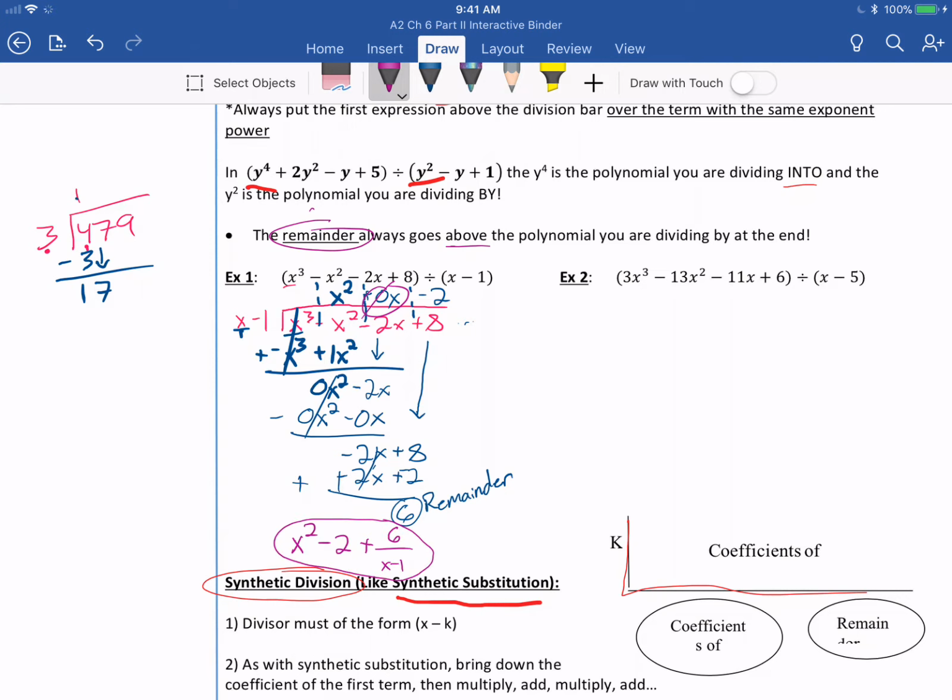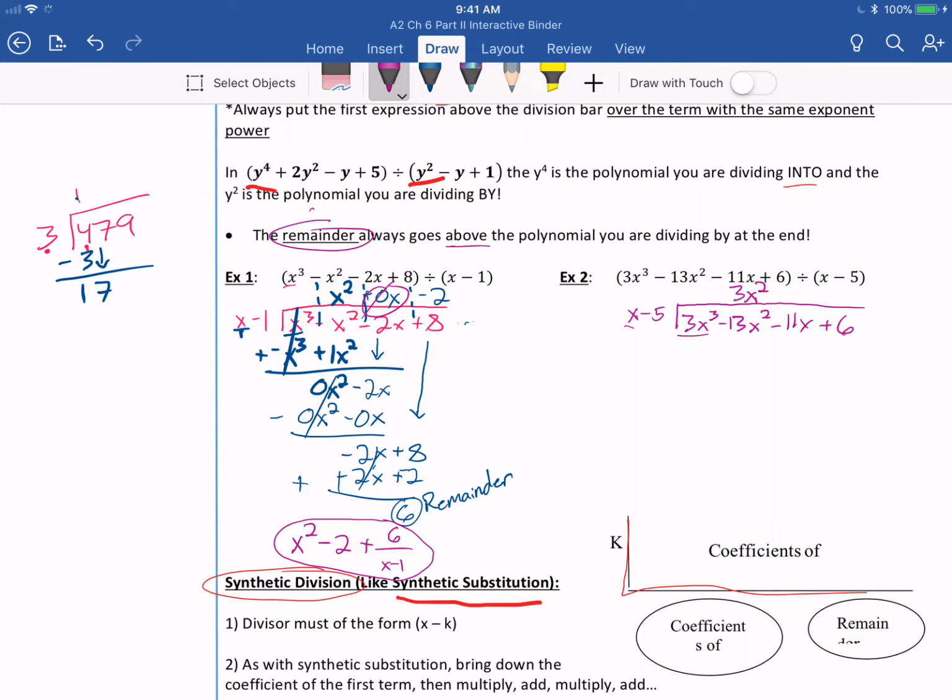All right, so that is what I end up with if I divide this x cubed term by my x term. Awesome. So now let's look at a second one here. As I go with my example number 2, I'm going to say here I have x minus 5, and I'm going to divide that into 3x cubed minus 13x squared minus 11x plus 6. Okay, so I have to ask myself here first, how many times does x go into 3x cubed? So I know that, hey, that can be 3x squared times.